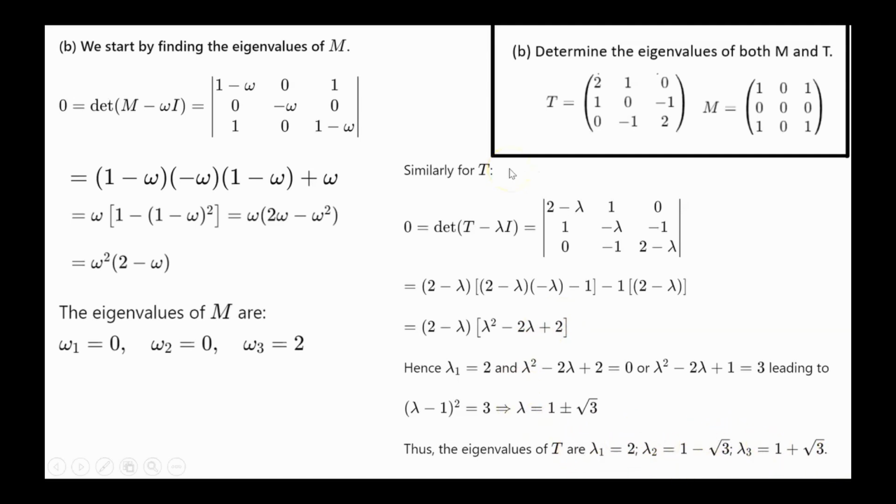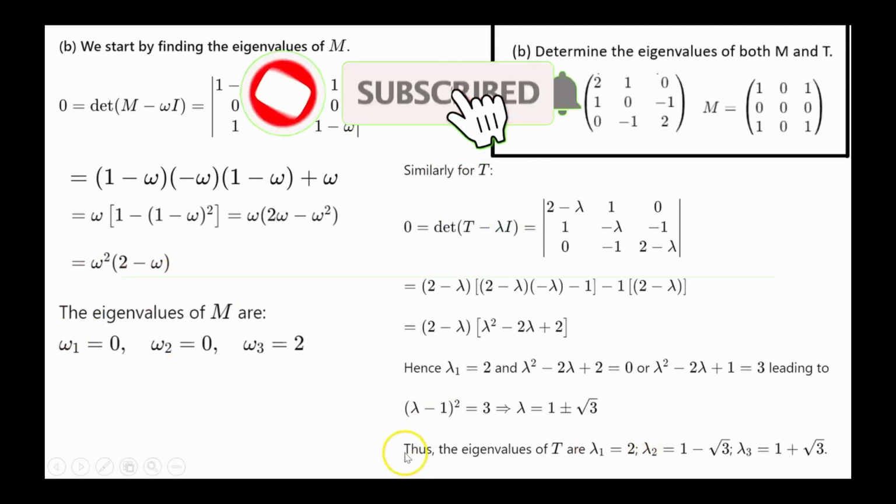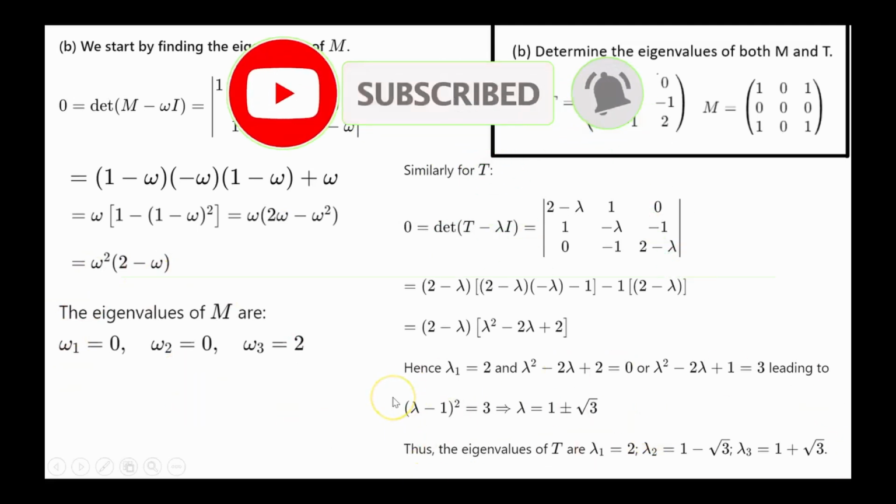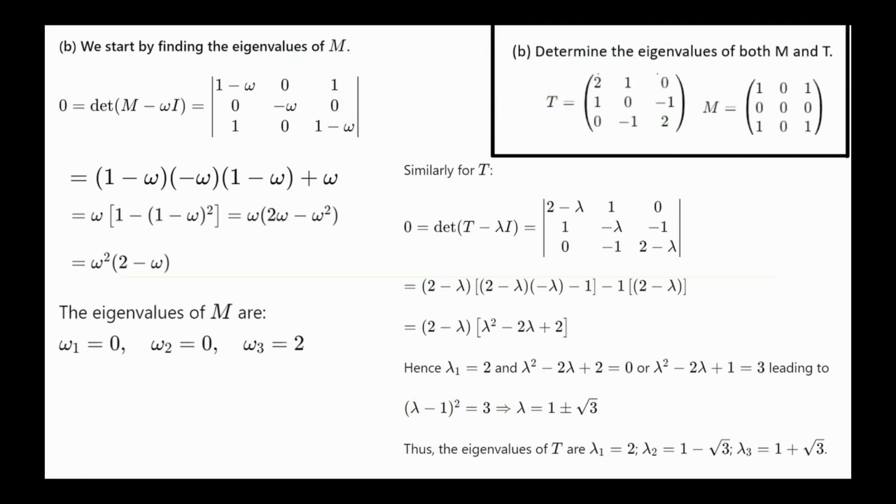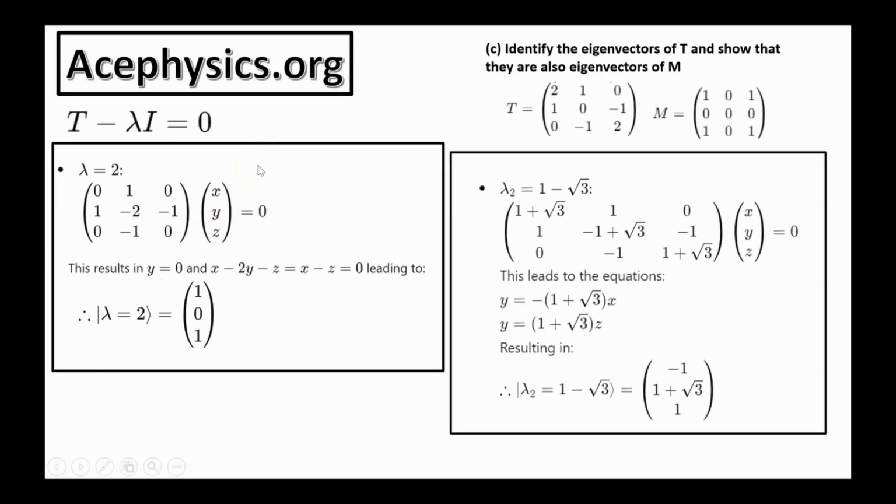And so now we have the eigenvalues for both matrix T and matrix M. These are the eigenvalues for matrix M. And these are the eigenvalues for matrix T. There are 3 eigenvalues for matrix T, and there are 3 eigenvalues for matrix M, and there's going to be 3 eigenvectors for matrix T and 3 eigenvectors for matrix M. Now let's take a look at part C.